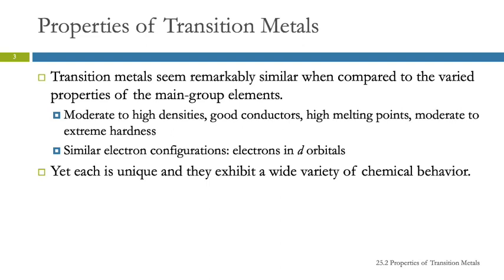And they have moderate to high densities, they're good conductors, high melting points, moderate to extreme hardness. They also have similar electron configurations in that all of them have electrons in the d orbitals. So as a whole, they're very similar, and yet they do have their own unique properties.